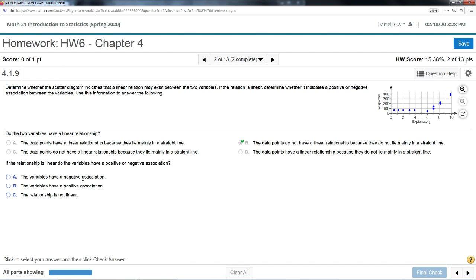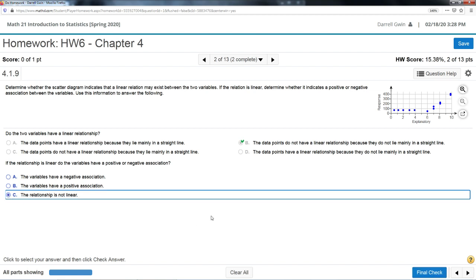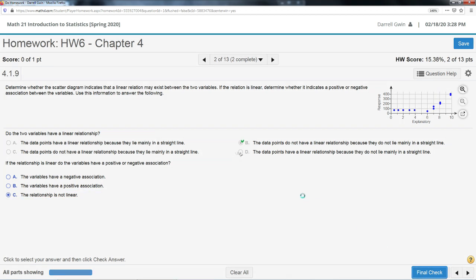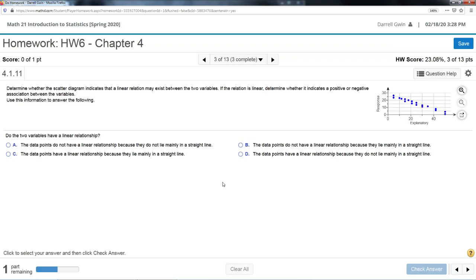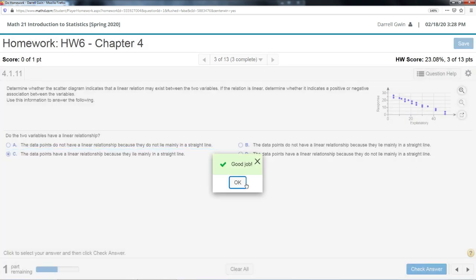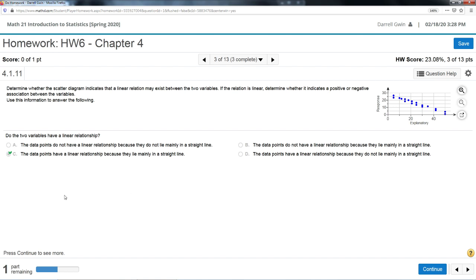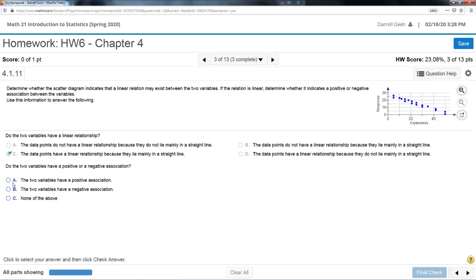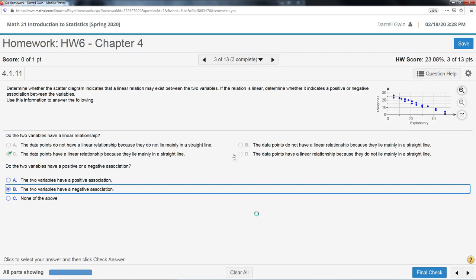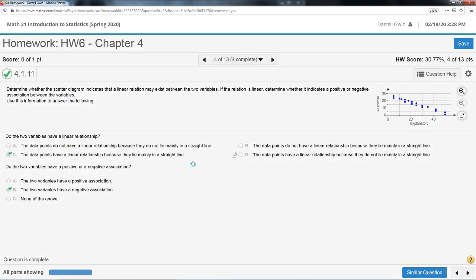Part 2. If the relationship is linear, do the variables have a positive or negative association? The first relationship is not linear because that's not a line. Next question. This one is definitely a negative relationship. They are linear because they lie in a straight line. Check. Good job. It is a negative relationship because it has a negative slope going downward from left to right.